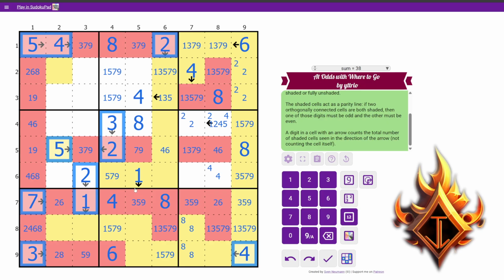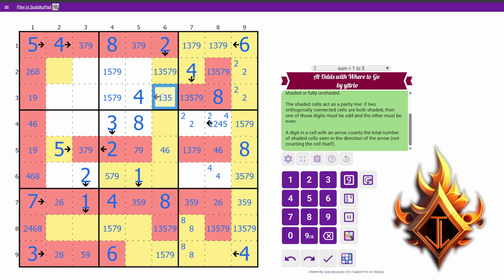Okay, I saw something with that one just now. So I have 3 arrows left. These 3 arrows are still being worked on. I've seen something with this one though. This cannot be 5 because they would all be red, and these do not line up. It would be even, odd, even, odd, even. So that is 1 or 3.